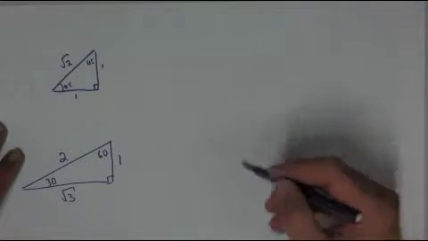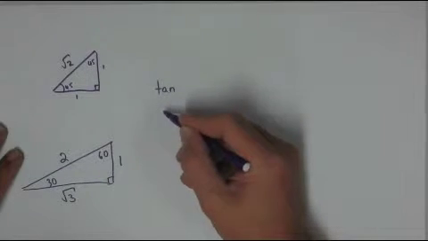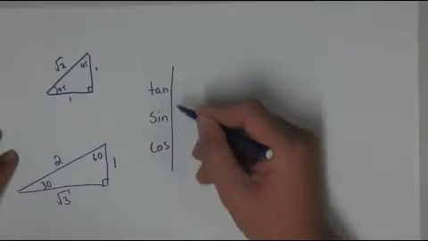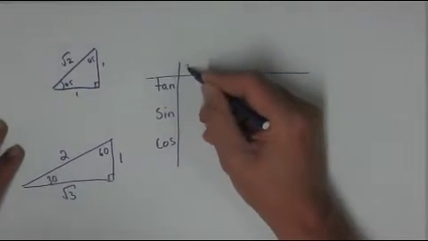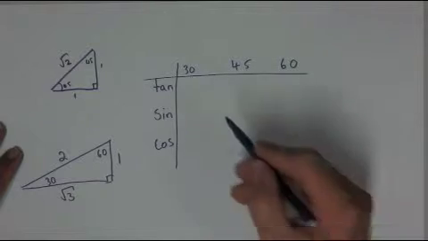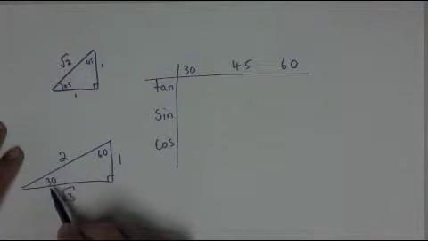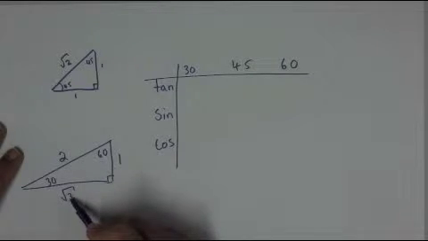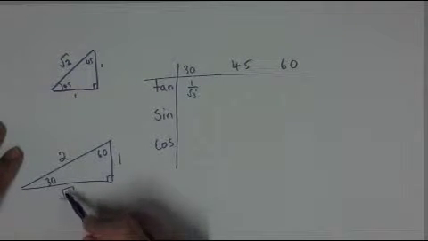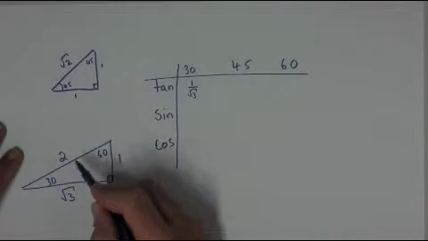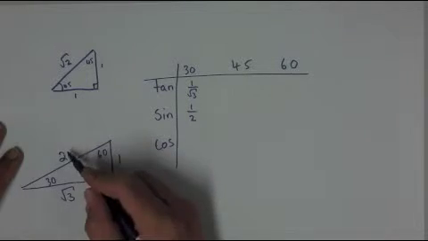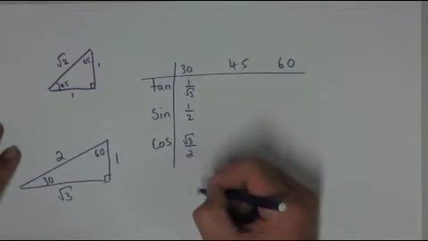From these two triangles, we can get the exact values for tan, sine, and cosine of the angles 30, 45, and 60. So for each of these, let's look at 30 degrees. That's this one here. The tan of 30 is equal to opposite over adjacent. So that would be 1 on the square root of 3. The sine of 30 degrees is opposite over hypotenuse, which is 1 over 2, or a half. And the cosine of 30 degrees is adjacent over hypotenuse. So the square root of 3 on 2.